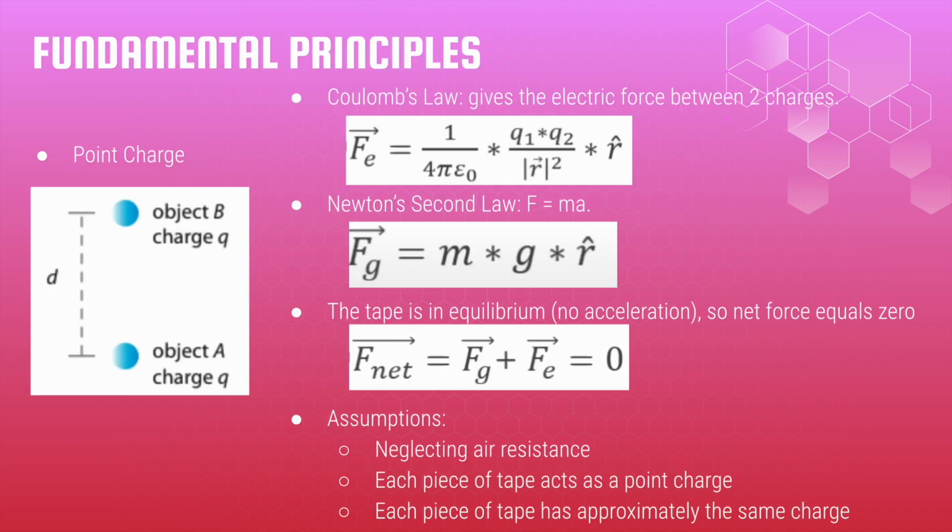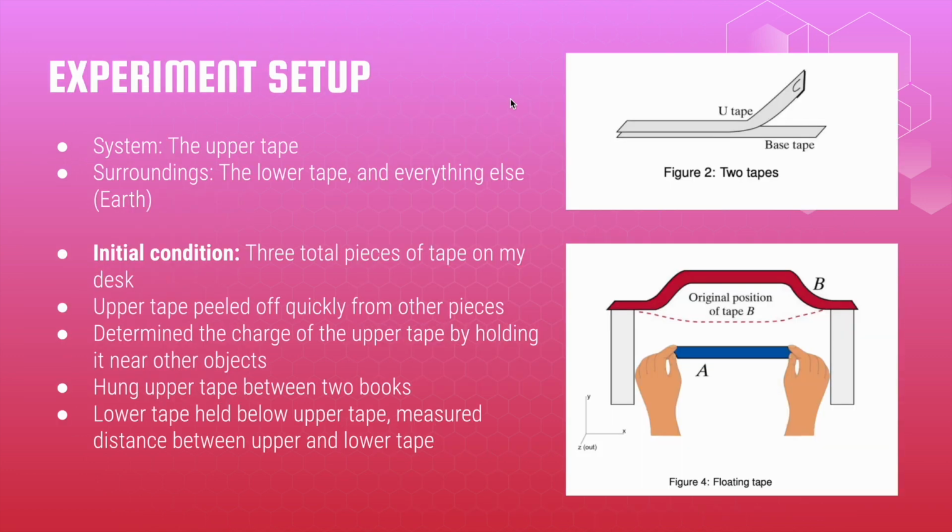Some of the fundamental principles used in this lab are Coulomb's law, which gives the electric force between two charges, Newton's second law, force equals mass times acceleration, which we use to calculate the gravitational force, and that the tape is in equilibrium, so net force equals 0, so F net equals Fg plus Fe. Some assumptions we made were that we neglected air resistance. Each tape was acting as a point charge, as you can see here, and each piece of tape has approximately the same charge. This is an overview of how I had my experiment set up.